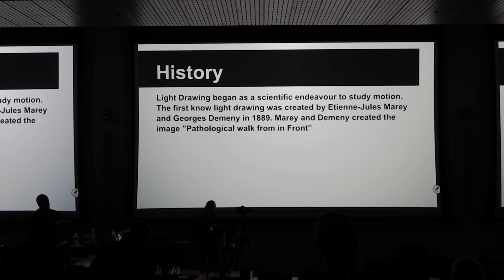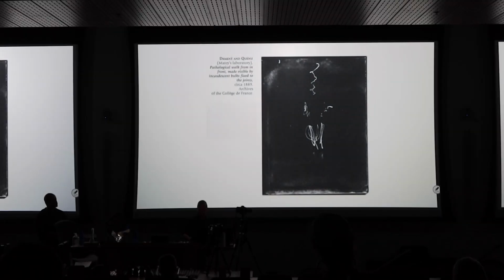The first known light drawings were created by Etienne Jules Marey and Georges Demenÿ in 1889. They created this image here called Pathological Walk from in Front. What they did, they just took small incandescent lights, attached them to the joints of one of their lab assistants, and had them move in front of the camera.